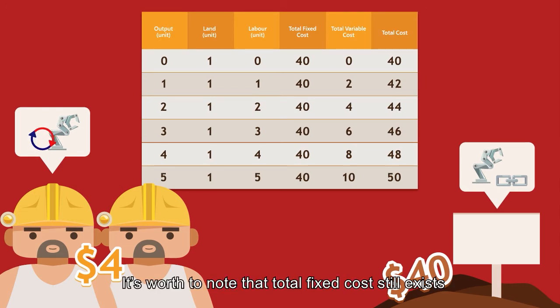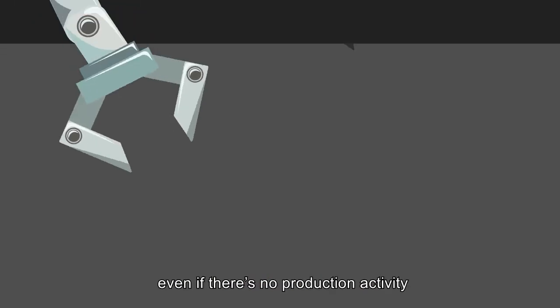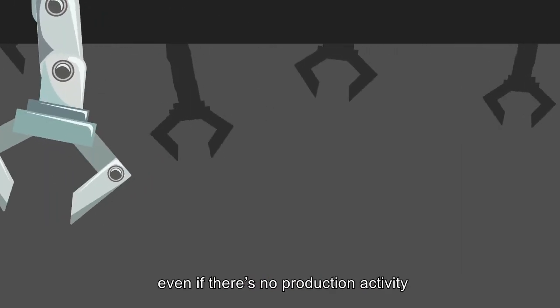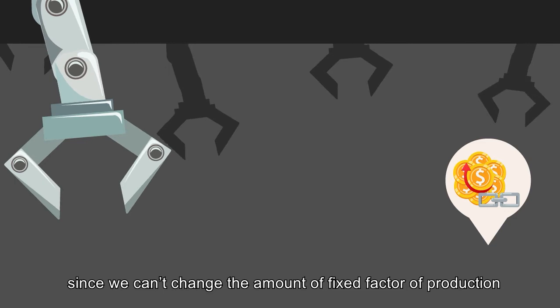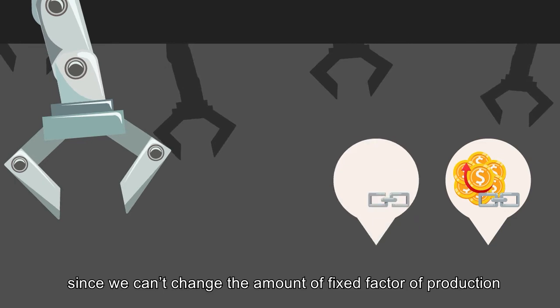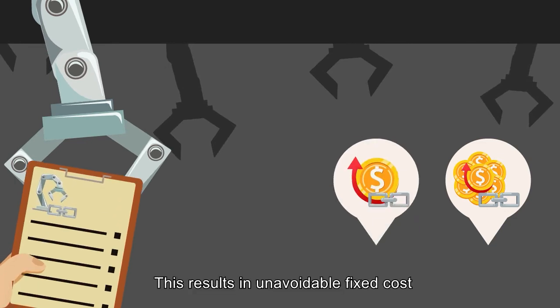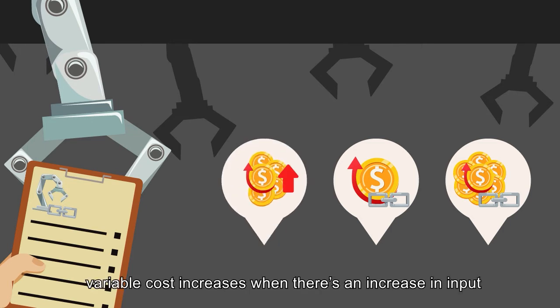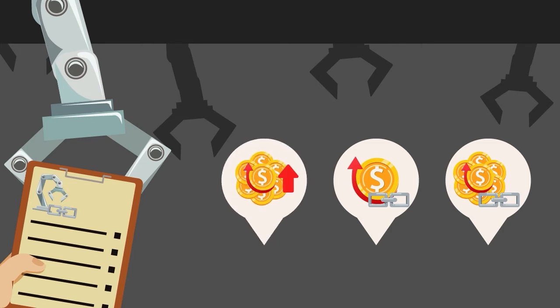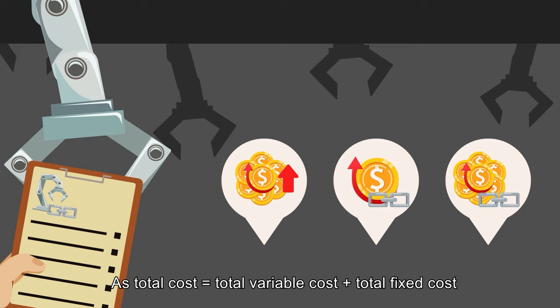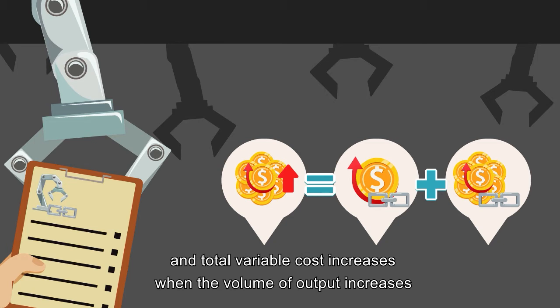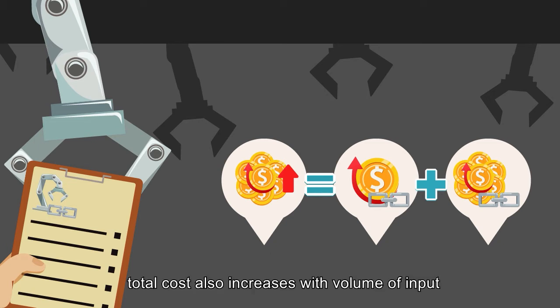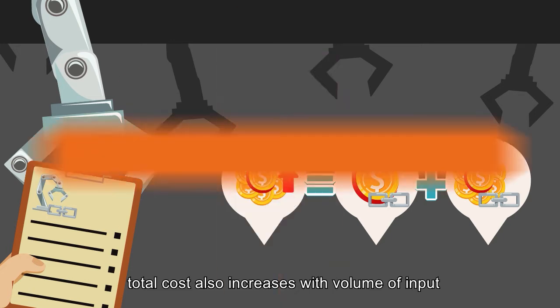It's worth noting that total fixed cost still exists even if there's no production activity, since we can't change the amount of fixed factor of production. This results in unavoidable fixed cost. Meanwhile, variable cost increases when there's an increase in input. As total cost equals total variable cost plus total fixed cost, and total variable cost increases when the volume of output increases, total cost also increases with volume of input.